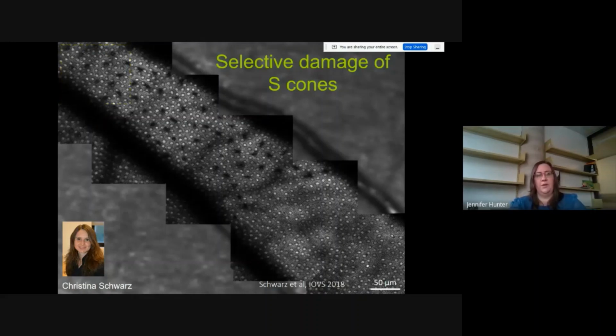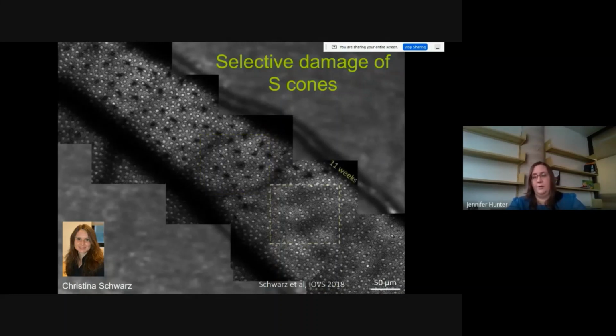Christina followed these cells up. If you look 3 weeks later, you can still see that there's dark spots. Again, looking 8 weeks later, we continue to see the dark spots. Christina did histology and showed that in similar locations, it was in fact the S cones that were missing from these regions. We didn't have S cones labeled.